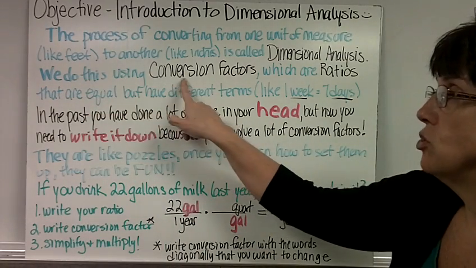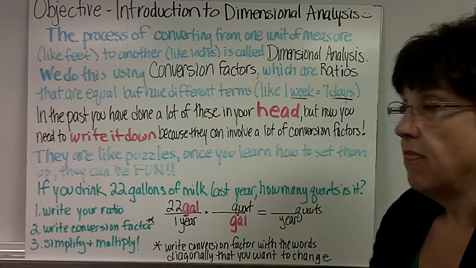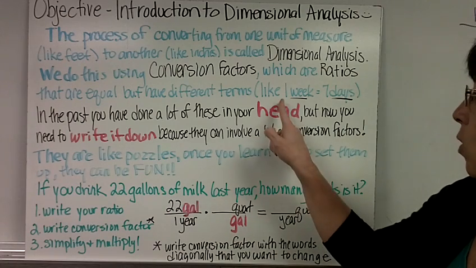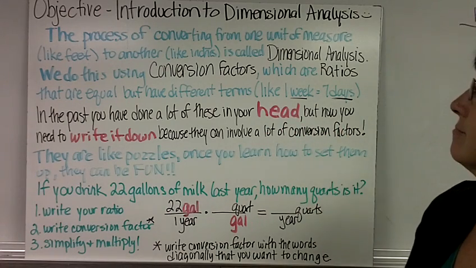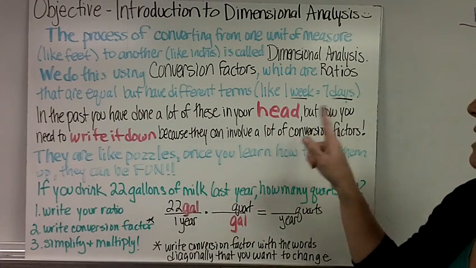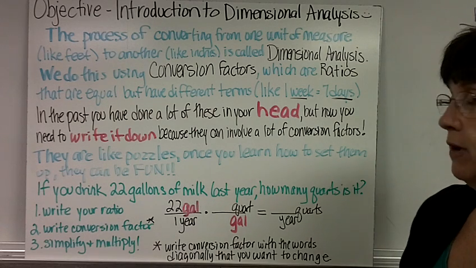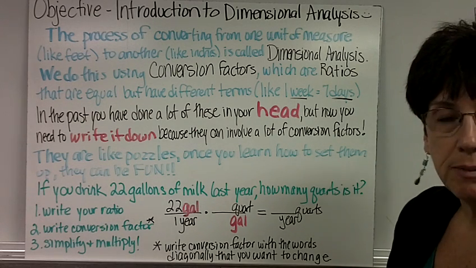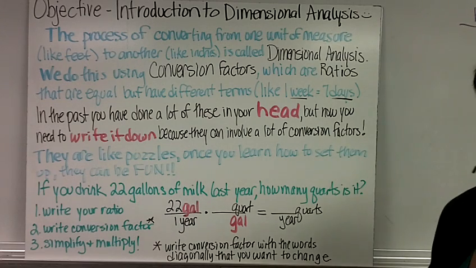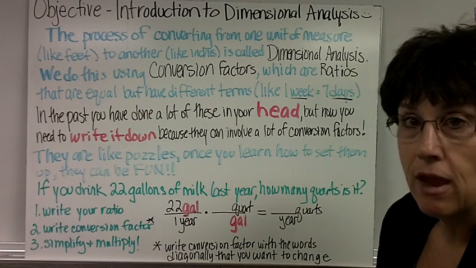All right, but we do this using conversion factors, which are ratios that are equal but have different terms. Like you say, 1 week equals 7 days. In the past, you've done a lot of these in your head, but now you need to write it down because they can involve a lot of conversion factors. The ones today are pretty easy because they're only one step, but these can involve many, many steps. They're like puzzles, and once you learn how to set them up, they are fun.